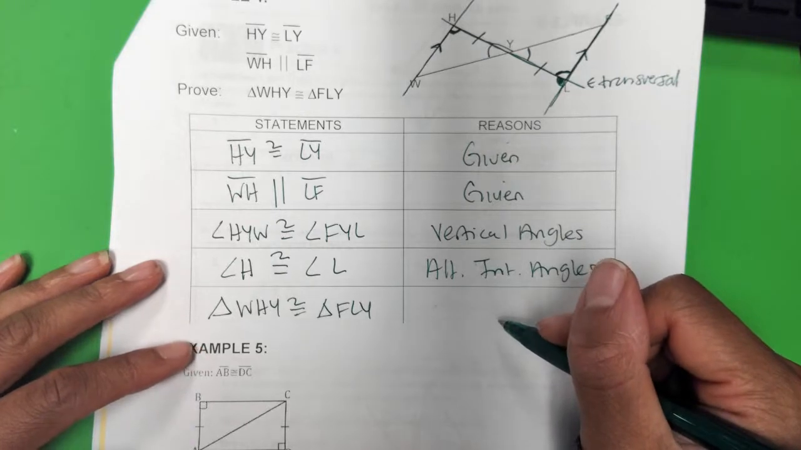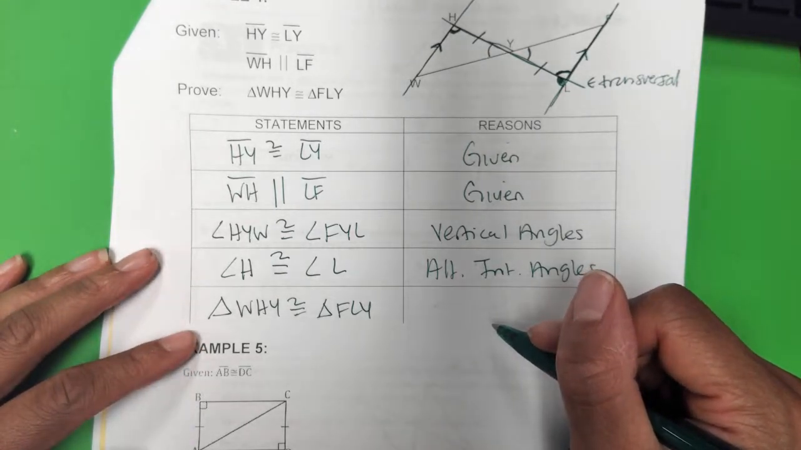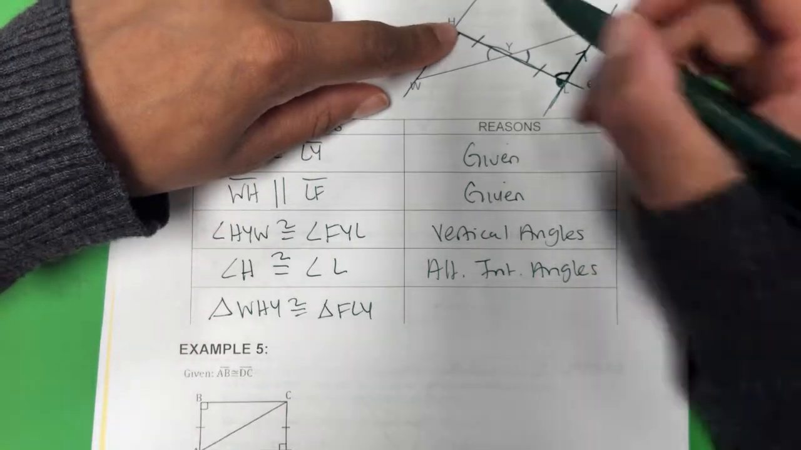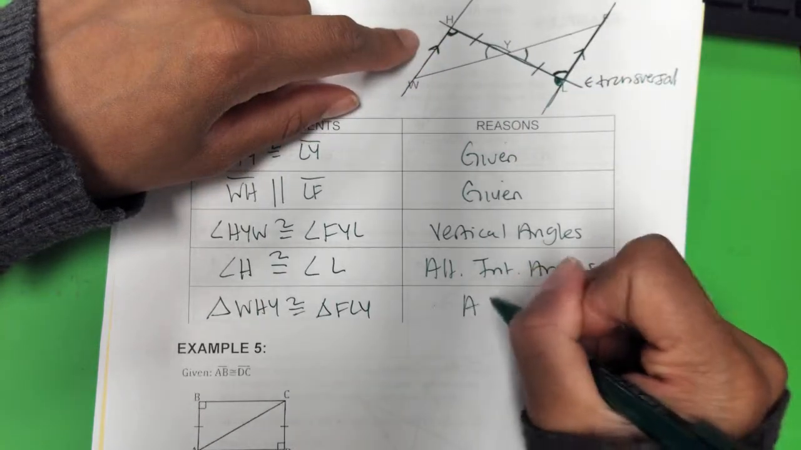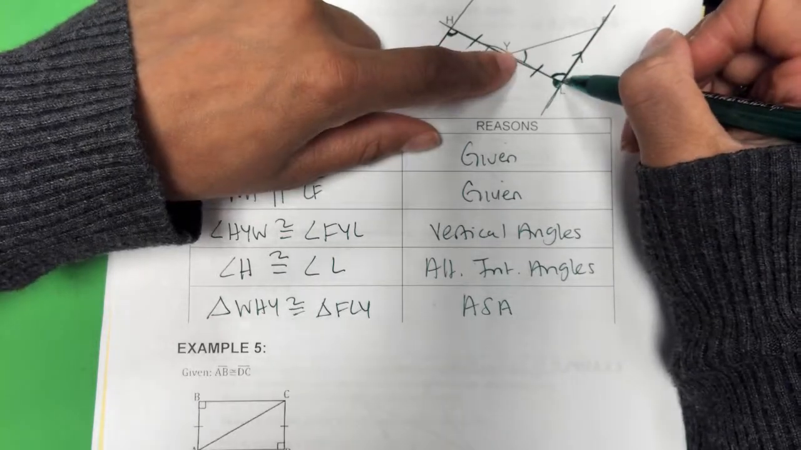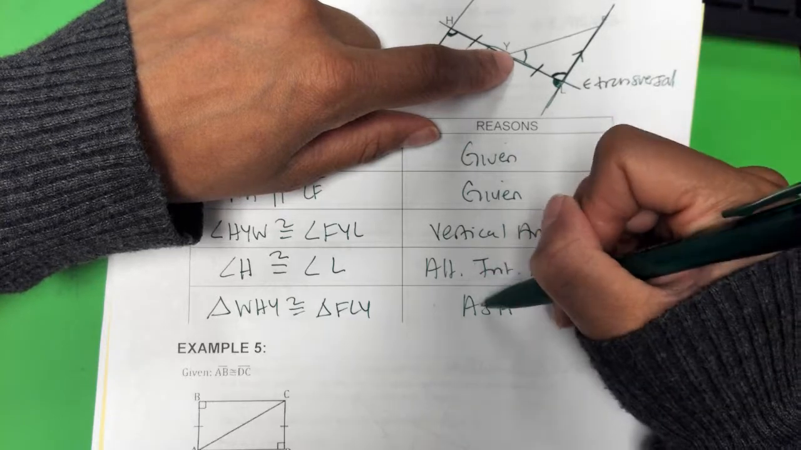So based on what's given, I have two congruent triangles based on which reasoning? Well, I have an angle, and I have a side and an angle. So ASA. Note that the side is in between two angles that are right next to each other. So the side is in between, so I know I have angle, side, angle.